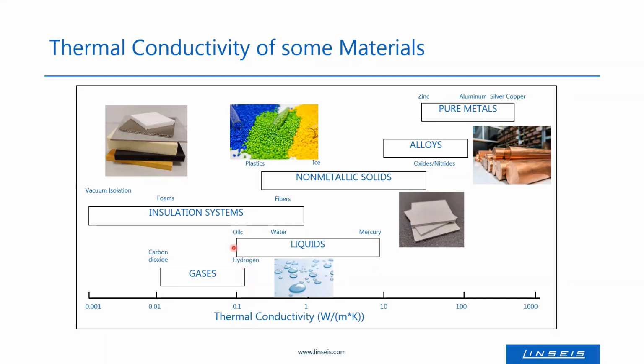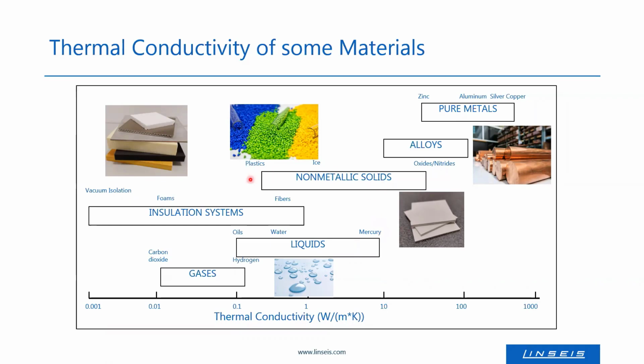Liquids have quite low thermal conductivities as well. Usually hydrocarbons have a thermal conductivity in the range of 0.1 to 0.2 watt per meter and Kelvin, while polar solvents like water may have higher thermal conductivities, up to approximately 0.6 watt per meter Kelvin. Mercury is an exception; its properties are in between a liquid and a metal. Compared to a liquid, it has a quite high thermal conductivity. Compared to a pure metal, it has a quite low thermal conductivity.